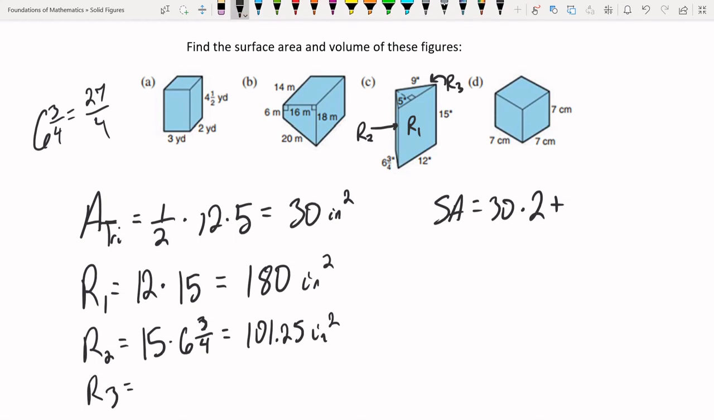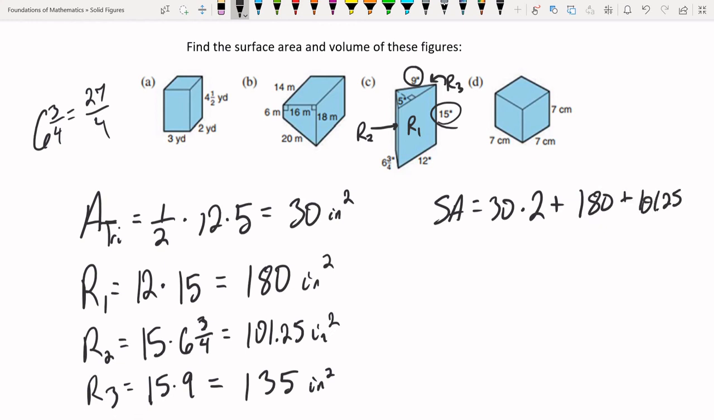And then rectangle 3, we have 15 inches as one of the dimensions, and 9 inches as the other dimension. So we have 15 times 9, which gives us 135 inches squared. So we can put those into our surface area calculation and figure out what that is. I got 476.25, and this is of course in inches squared, because it's a surface area, not a volume.